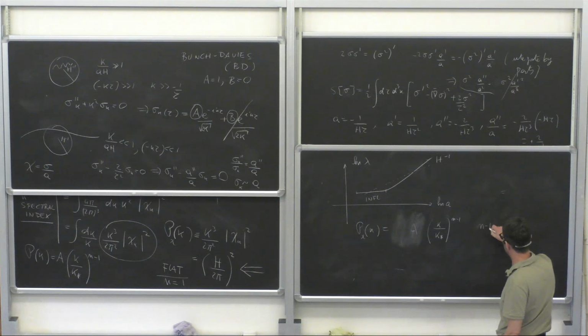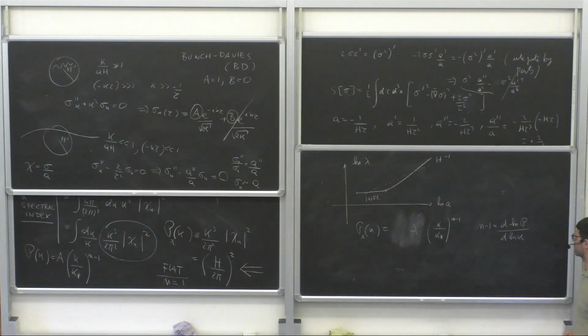Okay? So in general, from this formula, what do you get? You get that n minus 1 is the derivative of the log of the power spectrum with respect to the log of k. In fact, this is the definition of the spectral index. Whatever power spectrum you have computed, you take the derivative with respect to log of k of the log of the power spectrum. Okay, so this is a definition. In this case, it's for the chi field that we are interested in.